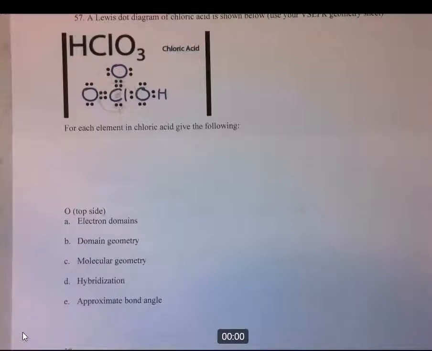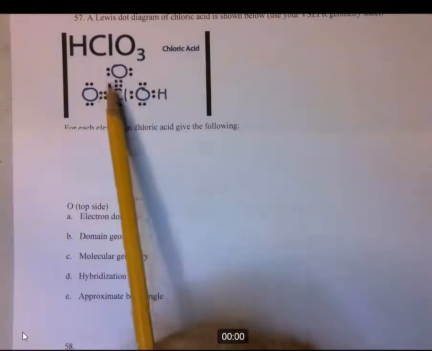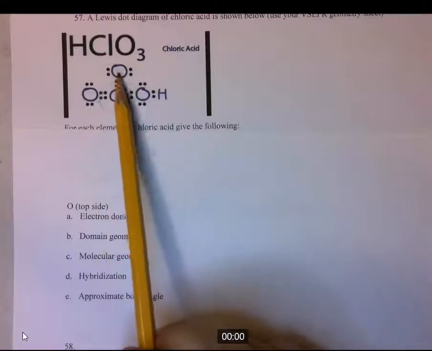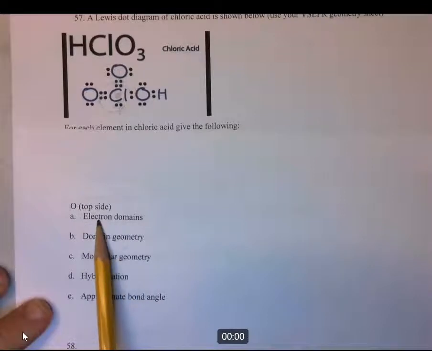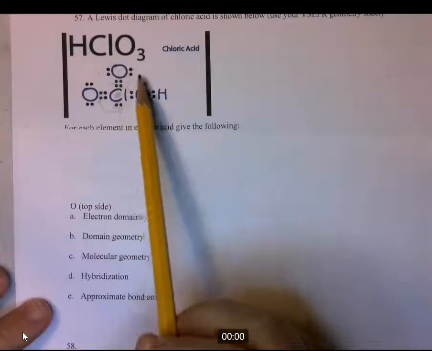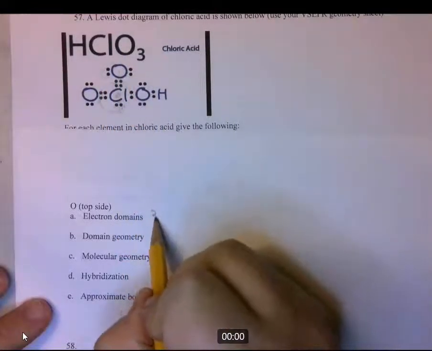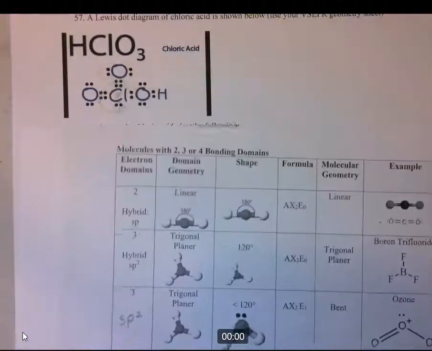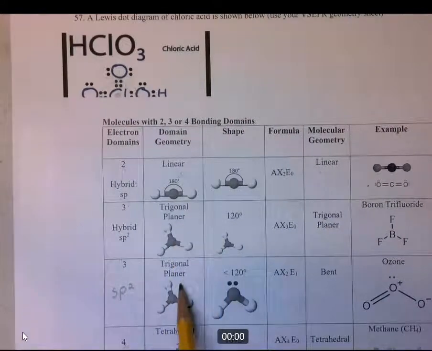So the first thing it's asking about is electron domains. So there's 1, 2, 3. That oxygen has 3 electron domains. Therefore, its domain geometry, very simply, if it's got 3 electron domains, there's 3 right there and there, it's going to be trigonal planar.